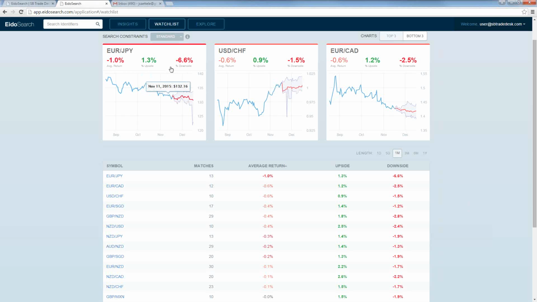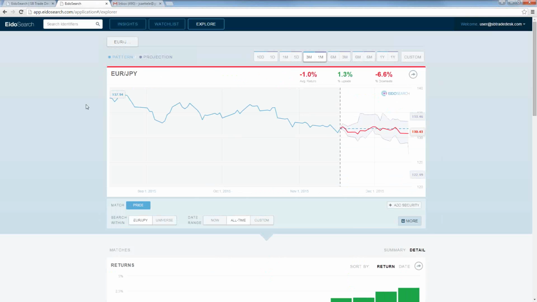It's indicating, and we talked about this in the platform walkthrough video, I like to call these percent upside and percent downside windows into directional opportunity. It does not mean that on average it's going to be down 6% with all the matched patterns. It does not mean on average it's going to be up 1.3% with all the matched patterns. We'll go into that in a second, but let's look into this Euro yen example a little more, because it's actually a pretty interesting one right now.